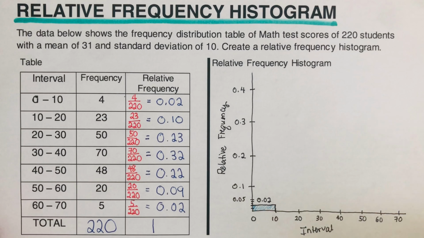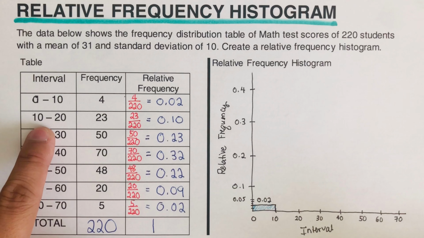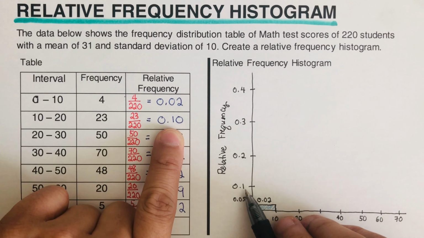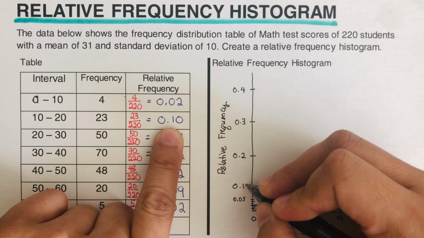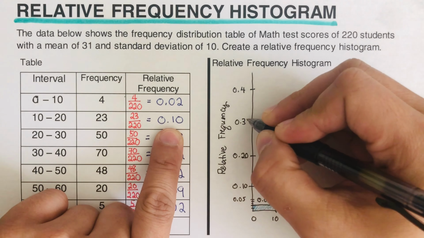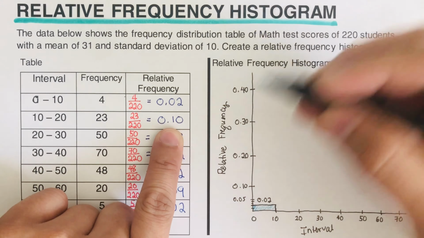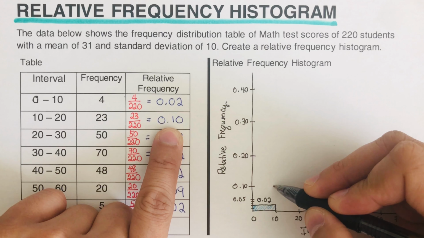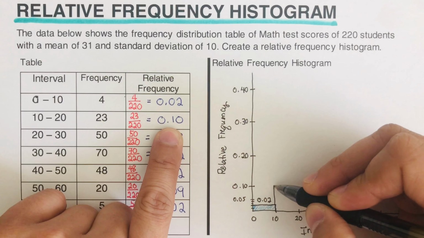Okay, so let's move on to the next interval. From 10 to 20, it's going to be 0.10. So 0.10 is pretty much like this one right here. So 0.10, 0.20, 0.30, and 0.40. So 0.10 is this part right here. So I'm going to draw the box here.